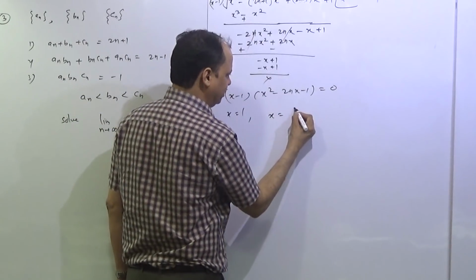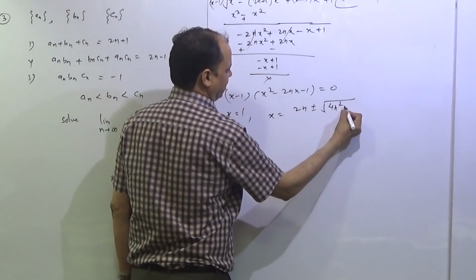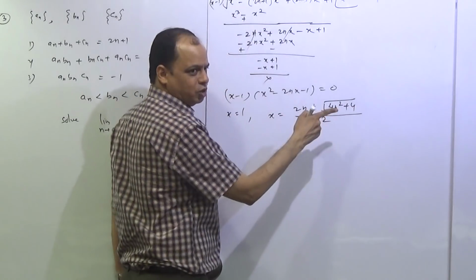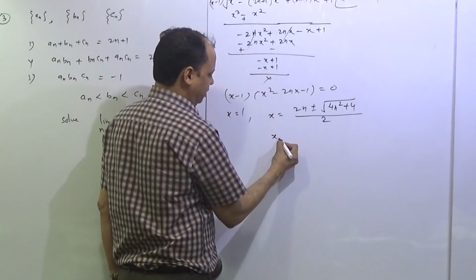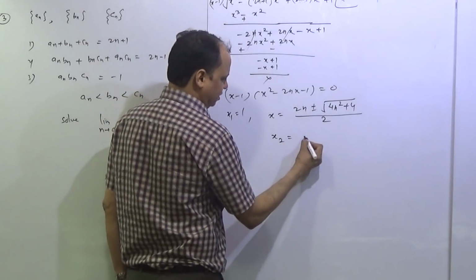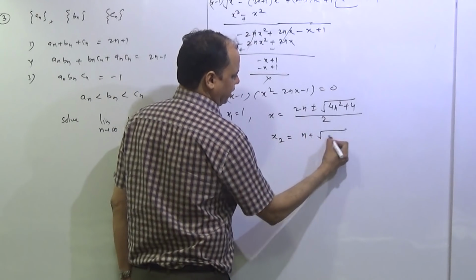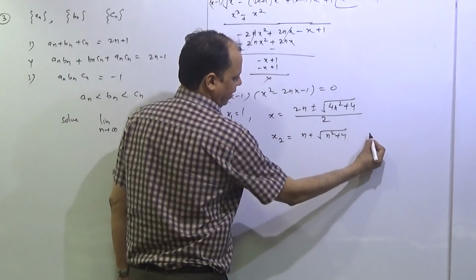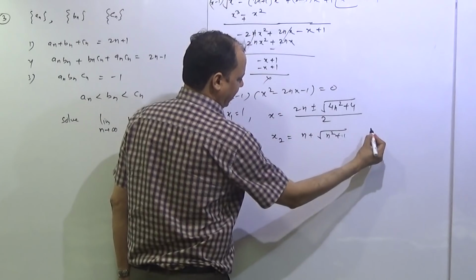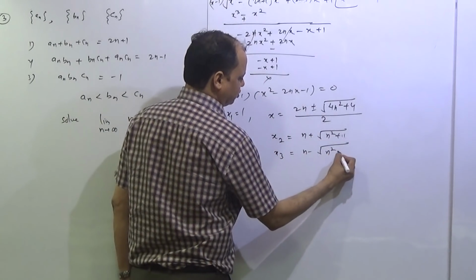So what do we get here? 2n plus minus under root 4n square plus 4, divided by 2. I guess 2 cancels out. So I'll get roots. Let us consider this as x1. I'll get x2 as n plus under root n square plus 1, and x3 as n minus under root n square plus 1.